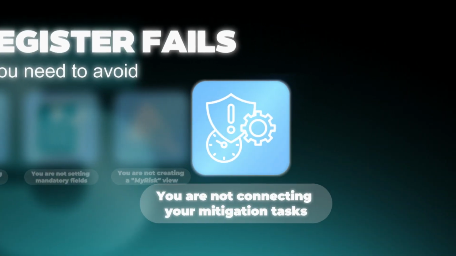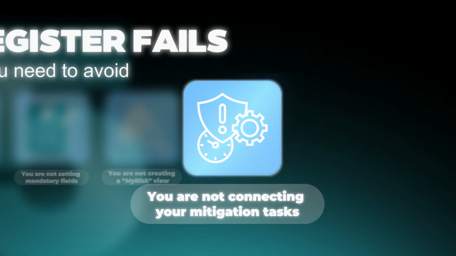Number 5, not connecting your mitigation tasks. Now, when you are managing your risks inside of SharePoint, or if you're still doing it in a spreadsheet, fine, whatever, you still have to manage your tasks, because the tasks are what you're going to do in order to mitigate this risk. So when you have your mitigation plan and then you have these subsequent tasks, you need to connect them to your risk register.